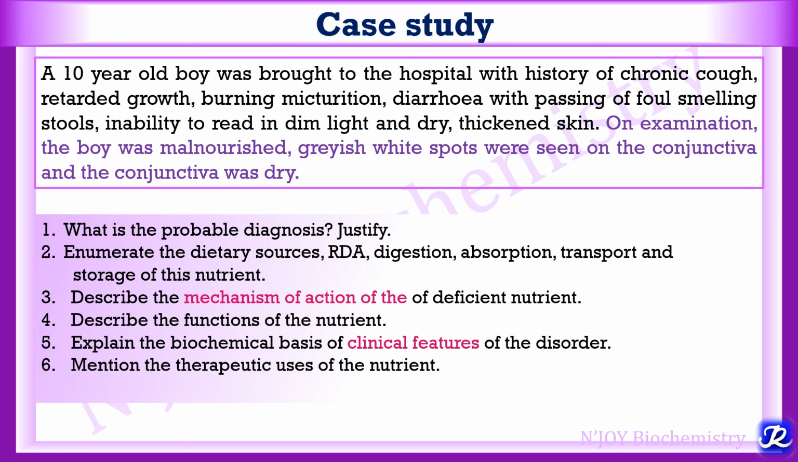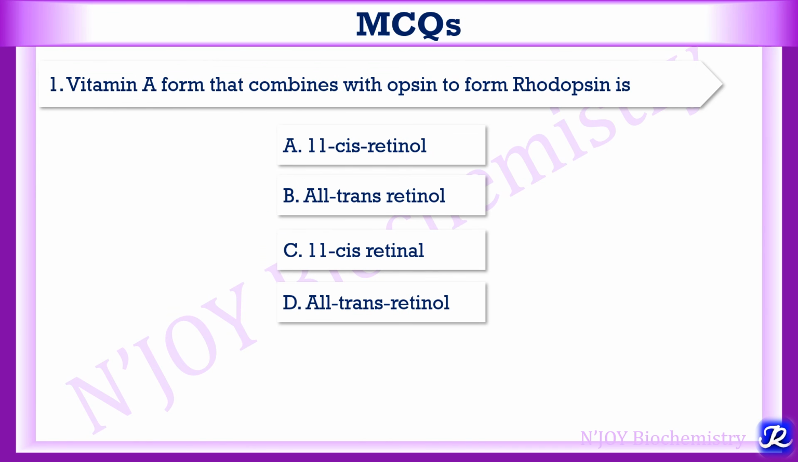Therapeutic uses: we have seen the therapeutic uses of all the forms of vitamin A and the effects of excess of this nutrient. So here we have to write about the various symptoms of hypervitaminosis A. So this is the case study of vitamin A deficiency. Now let's see some MCQs of vitamin A.